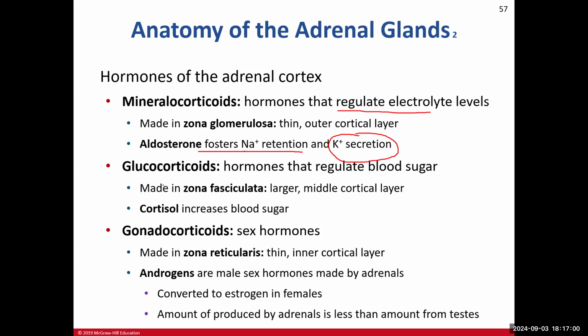All right. So glucocorticoids is the next class of steroids that we're going to be discussing. And these have to do with another type of regulation, in this case, your blood sugar levels. So if you have decreased blood sugar levels, these glucocorticoids are going to stimulate an increase in those blood sugar levels. And there's our famous hormone, the stress hormone, cortisol.